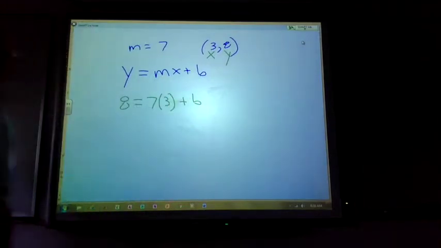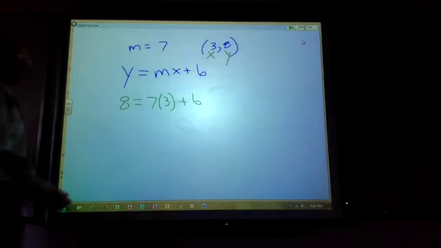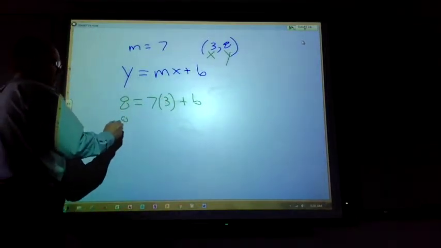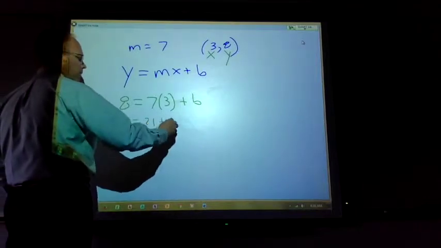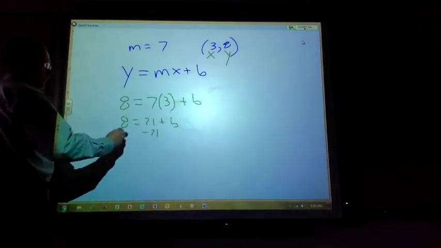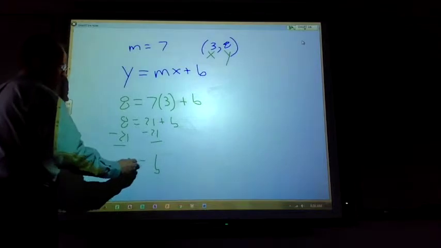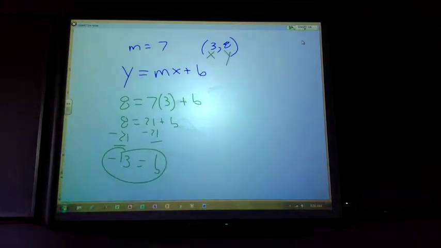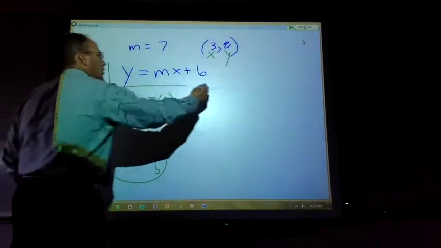What do you think? Agree with that so far? So this was a Y, this was the M, this is X. So I have 8 equals 21 plus B. Subtract 21. B equals negative 13.